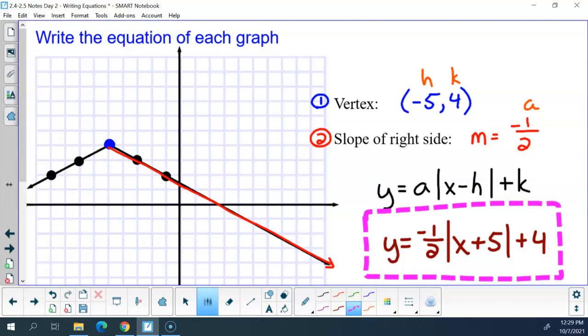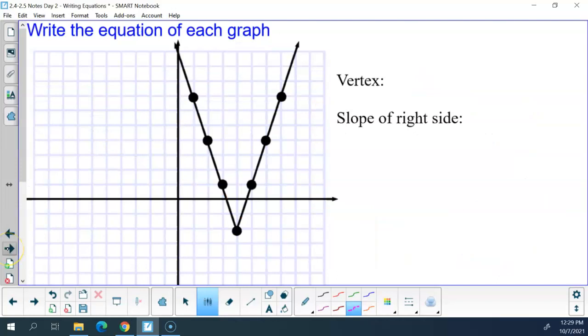You find the vertex, you find the slope of the right side, you have everything that you need to make the equation of your absolute value. If you want to put it in standard form, there is no such thing as standard form of an absolute value equation.